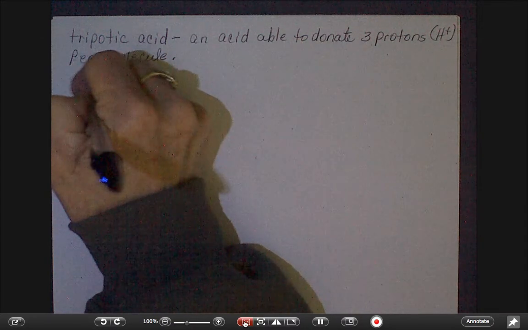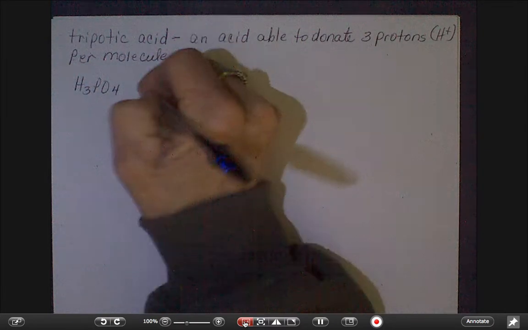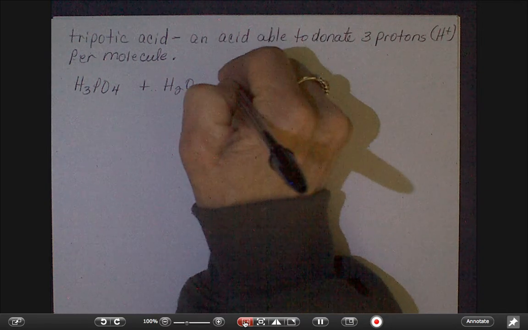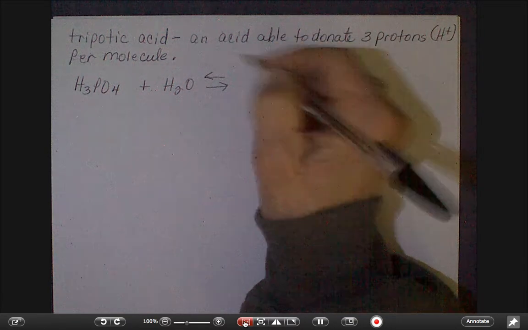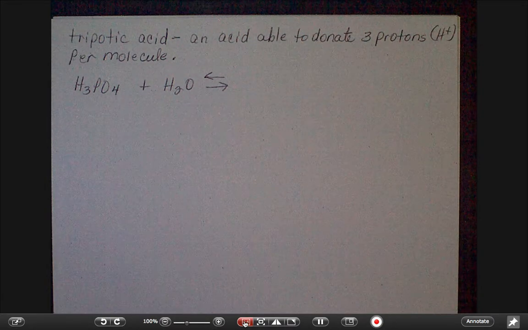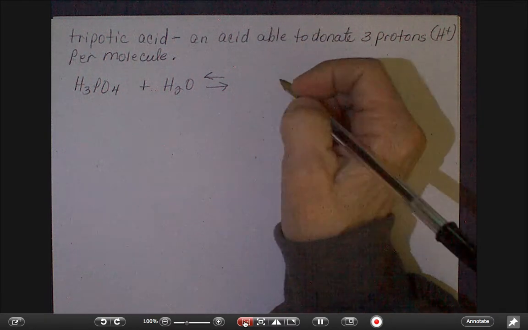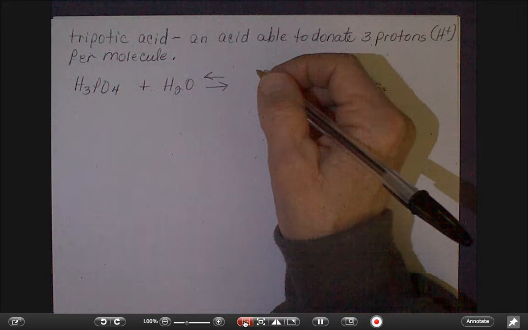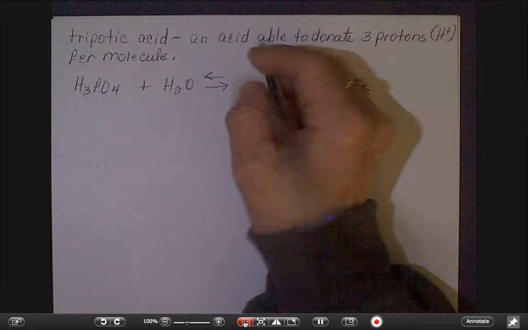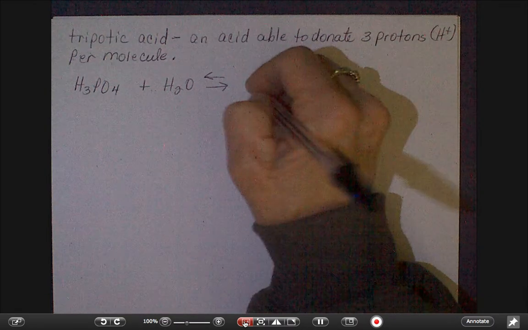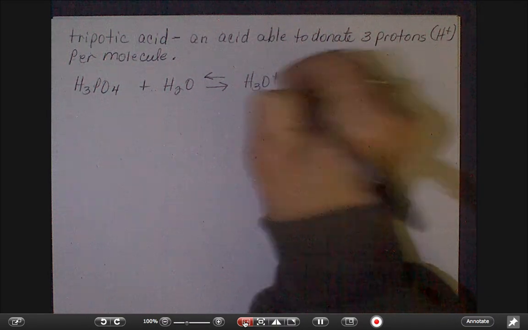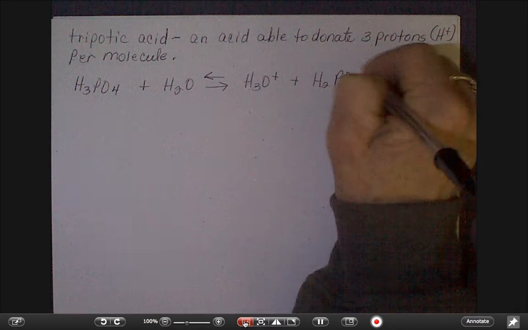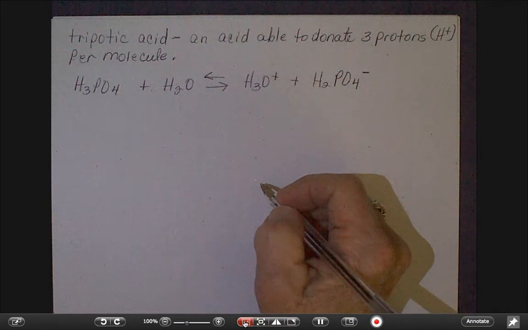Okay, we start off with H3PO4 plus H2O, double arrow. Why? Is H3PO4 a strong acid? If you can't answer that question, you haven't done what I've asked you to do. It's not. It's a weak acid, therefore the double arrows. Okay, there's the first one.